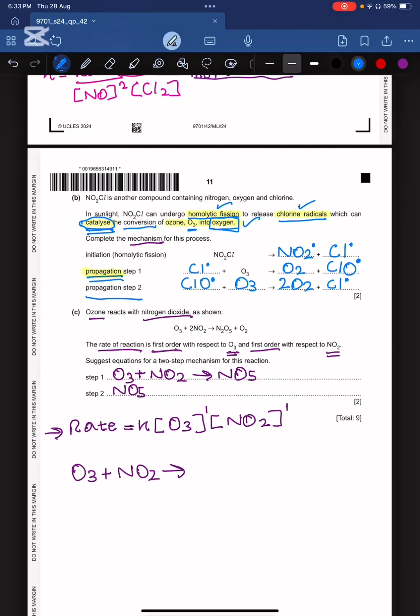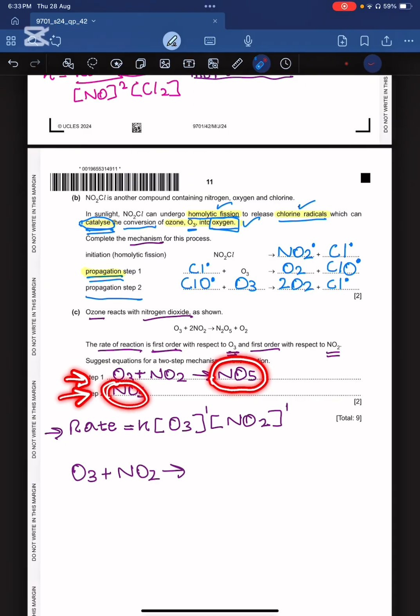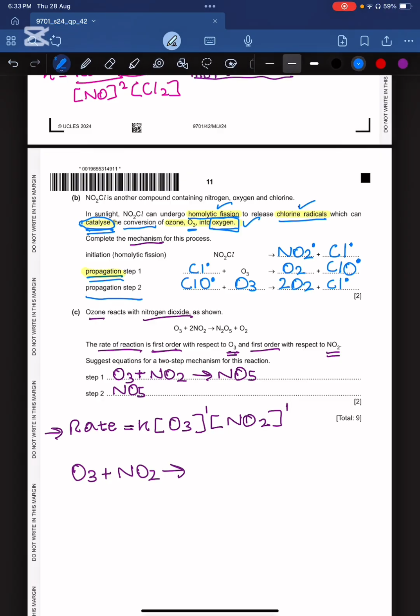To be an intermediate, there are three conditions. Firstly, it should be produced as a product in one of the steps of the mechanism. Number two, it should be used directly in the next step. And number three, it should not be present in the overall equation. All three things are ticked, which means it's an intermediate. So what did I do? I used the rate equation to make the slowest step of the reaction. I had to start from somewhere, so I made the slowest step as step one. NO2 plus O3 becomes NO5. NO5 is an intermediate, so it needs to be directly used in the next step.